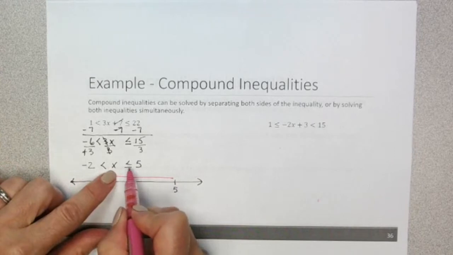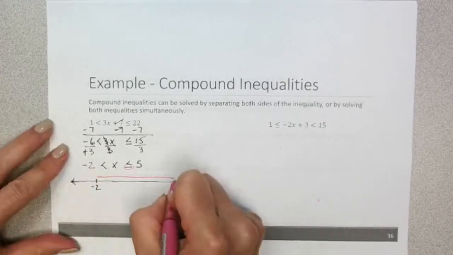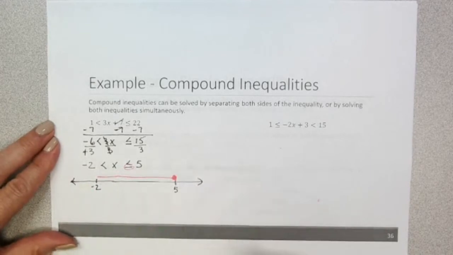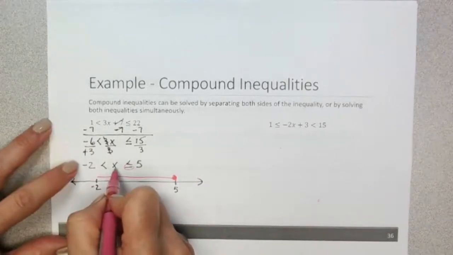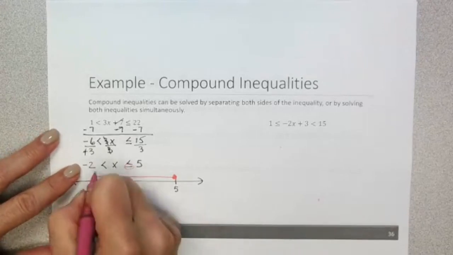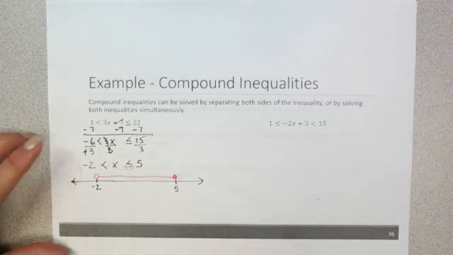It can be equal to 5, though. X is less than or equal to 5, right? So we want a closed interval at the 5. Closed in dot there. We want an open interval by the -2, though, because -2 is less than x, not less than or equal to. So we'll put the open circle there.